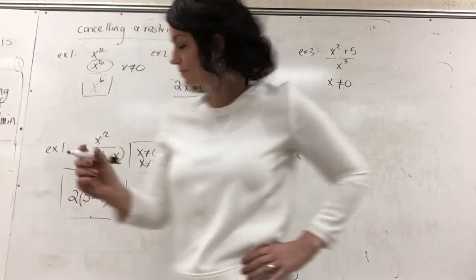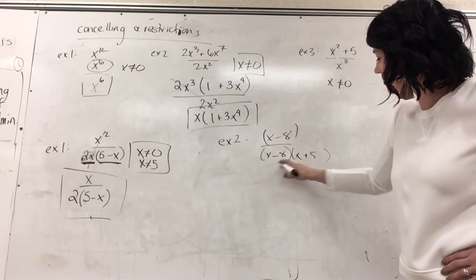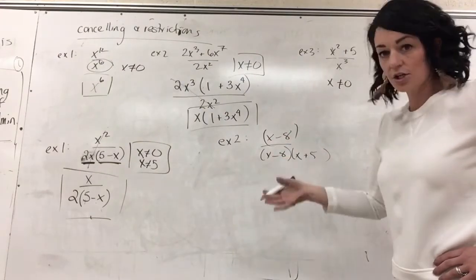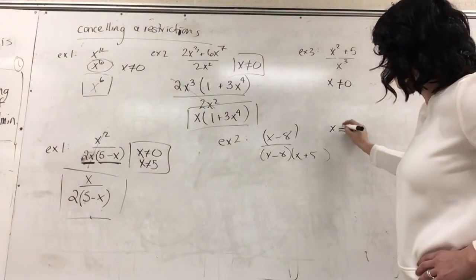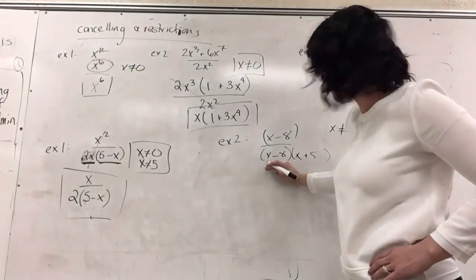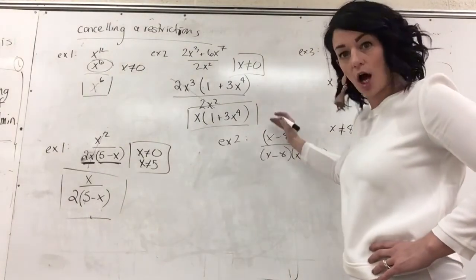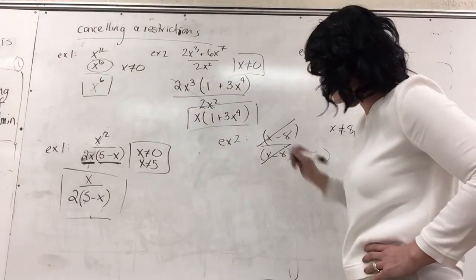Last one here, it's already factored for me, so I have x minus 8 over (x minus 8) times (x plus 5). I should state my restrictions before I cancel anything, so x cannot equal 8 or negative 5, because both of those things would make my denominator 0. So now I look and see if I have anything in common between the top and the bottom. Well, I do. I have an x minus 8.